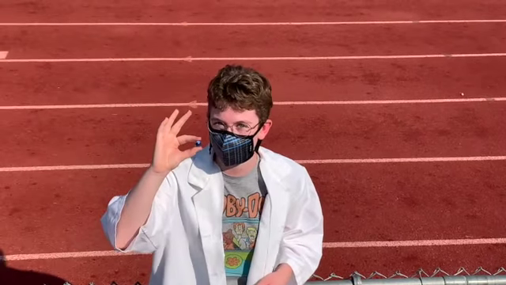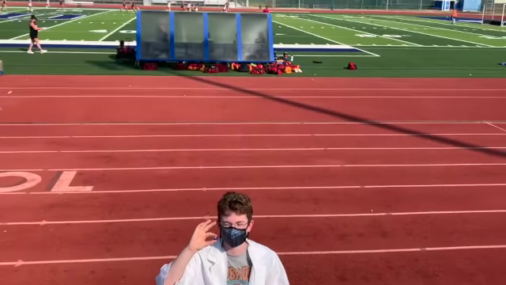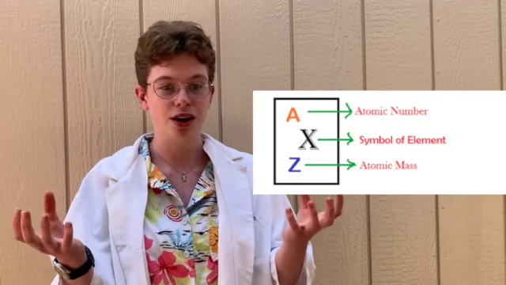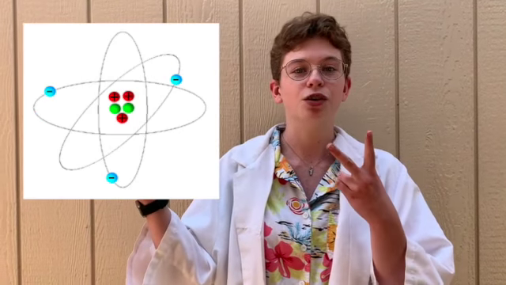If this was the nucleus of the atom, then this would be the whole atom. Each element also has an atomic mass, which is the number of protons and neutrons in the nucleus. For example, this atom has an atomic mass of 5 because it has 2 neutrons and 3 protons.